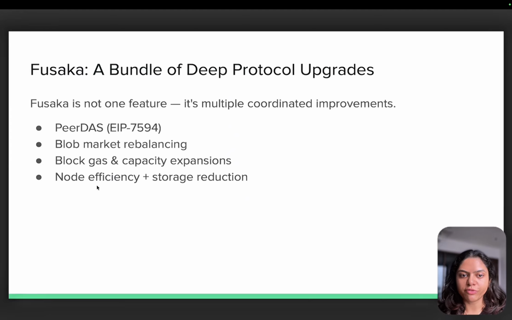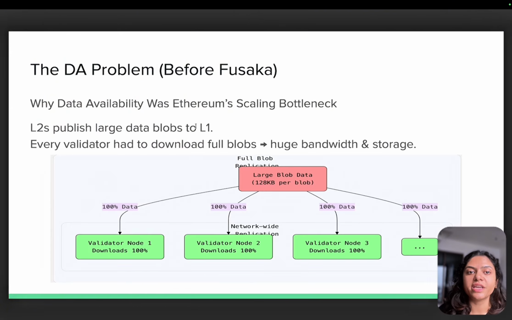Node and storage performance upgrade, node efficiency and storage reductions. So this is a protocol-wide restructuring, not a simple enhancement, but multiple improvements and coordinations. Then the next is the DA problem. DA means the data availability problem.